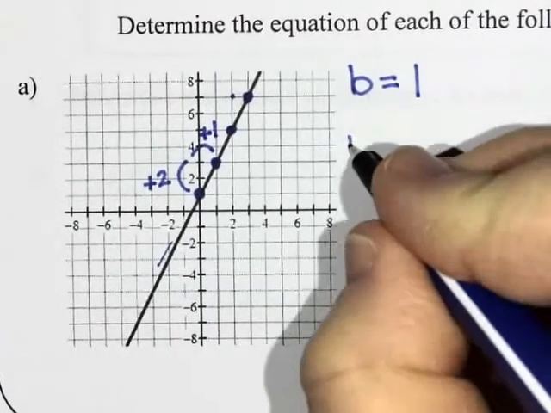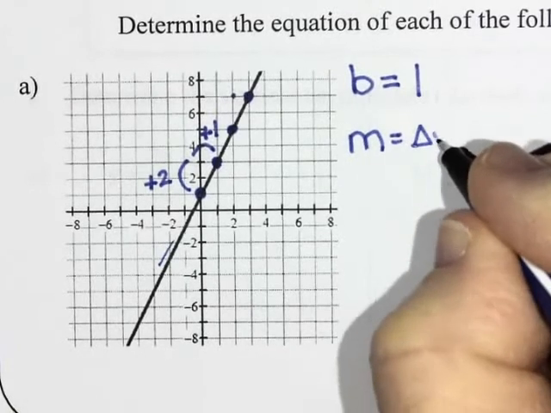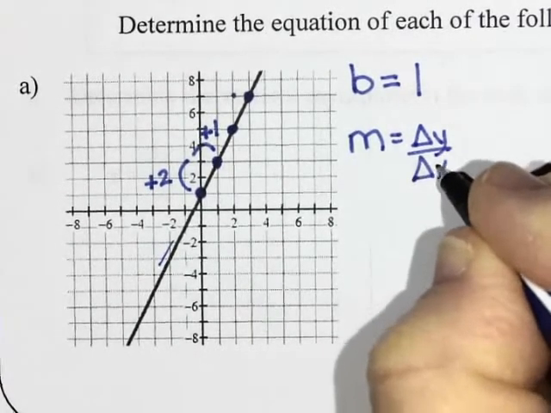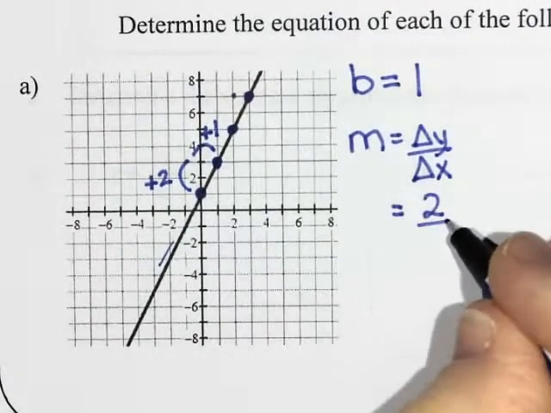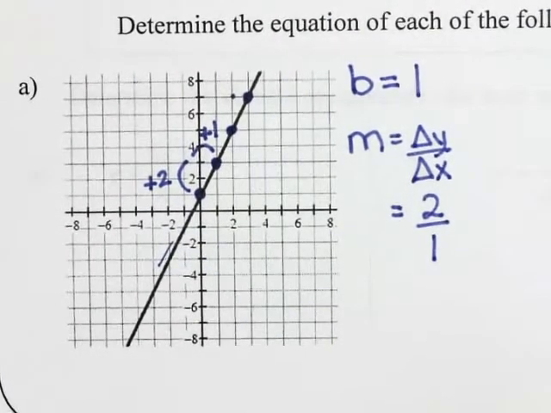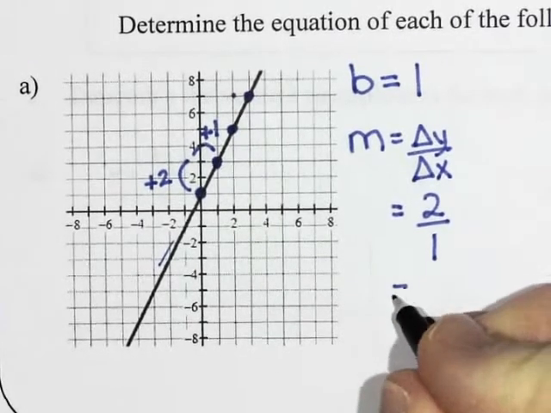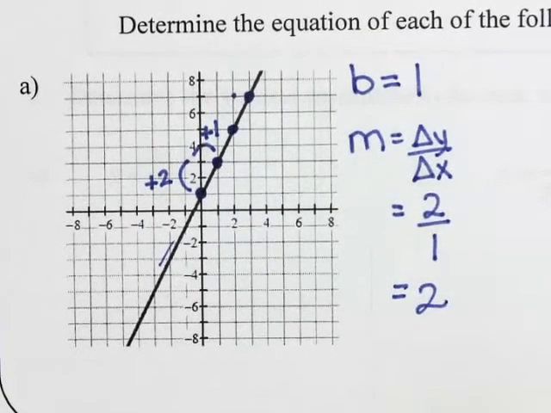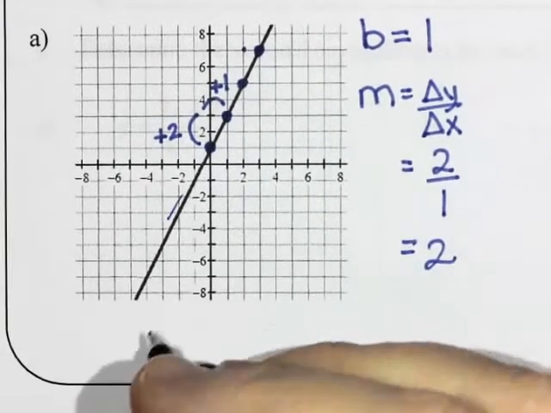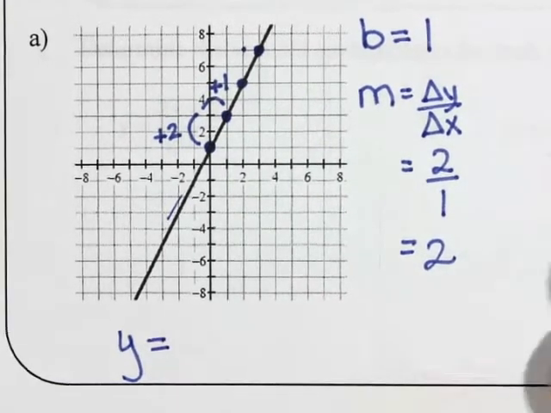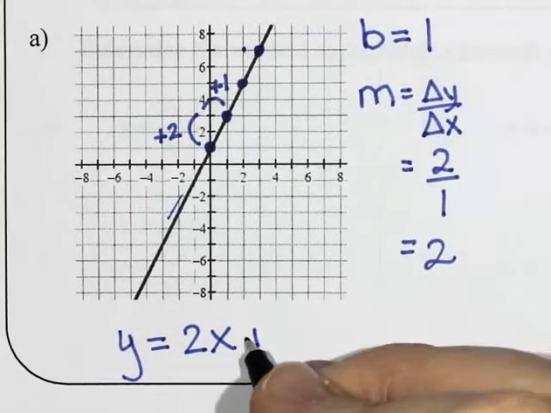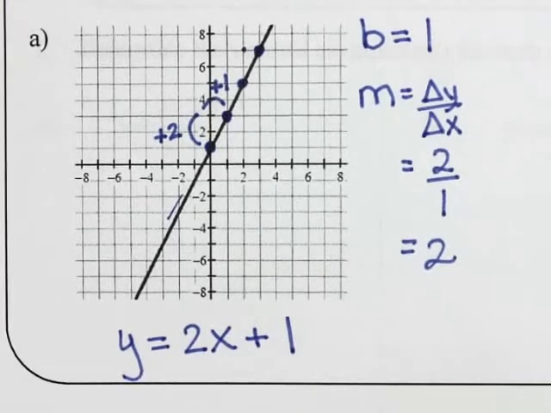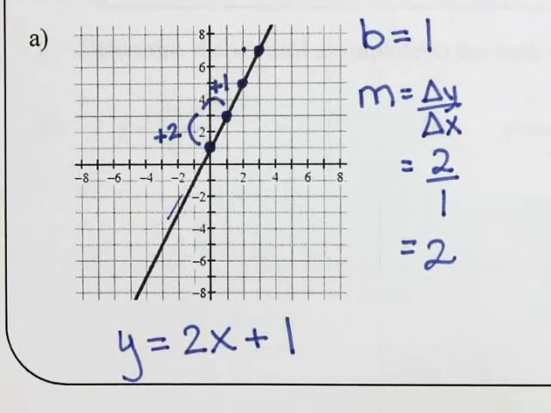So my slope is delta y over delta x. You don't actually have to write that part. You really just need to write that we're going up 2, and then over 1. Now 2 divided by 1 is just 2. So the equation of my line is going to be y equals mx plus b, or y equals 2x plus b, which is 1. So the equation of this line is y equals 2x plus 1. We're going to try another one.